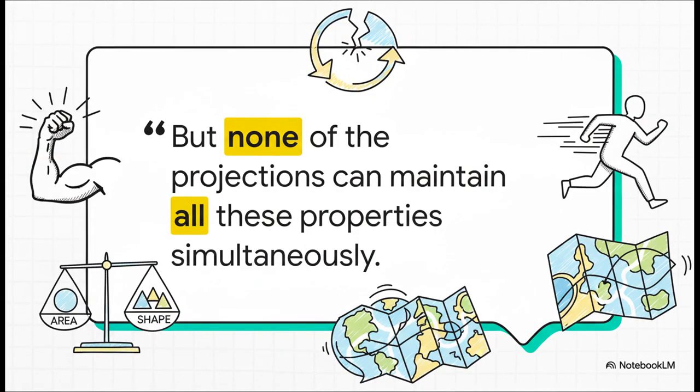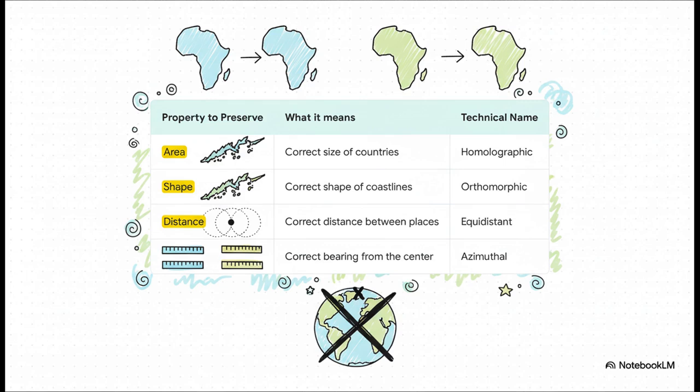Now, this is a really important point. No map projection is perfect. It's just not possible. Every single map has to make a choice about what it wants to show accurately. It's always a trade-off. It's kind of like having a superpower. You can be super strong or you can be super fast, but you just can't be both at the same time. So what are these superpowers a map can have?